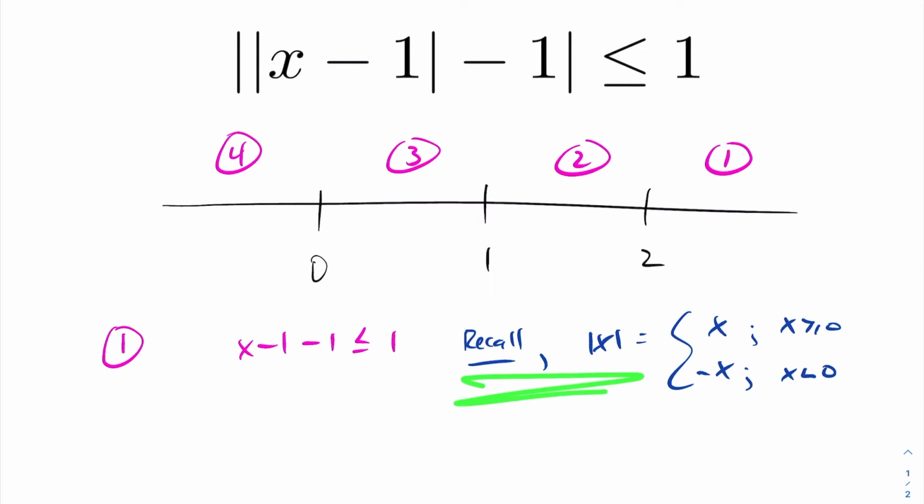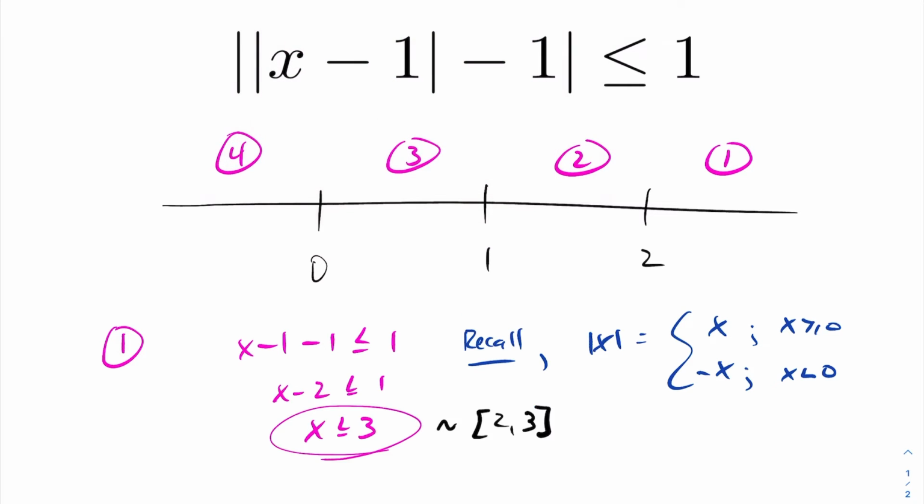Recall here that the absolute value of x is either equal to x when x is greater than or equal to 0, or negative x if x is less than 0. So in this case, x minus 1 was positive, so I could drop the absolute value without adding a minus sign, and then the entire expression was also positive, so I could do the same. Solving for this, we get x is less than or equal to 3. That is inside of this interval, so we're bounded from 2 to 3, including those endpoints.